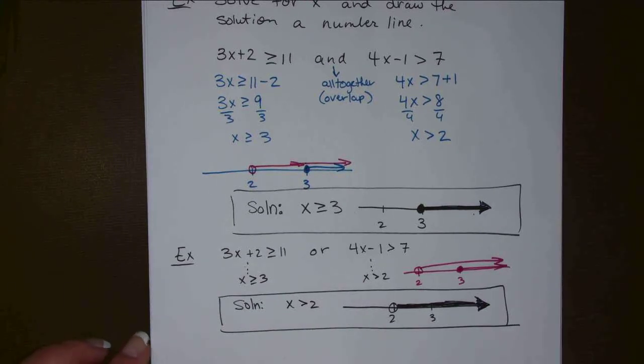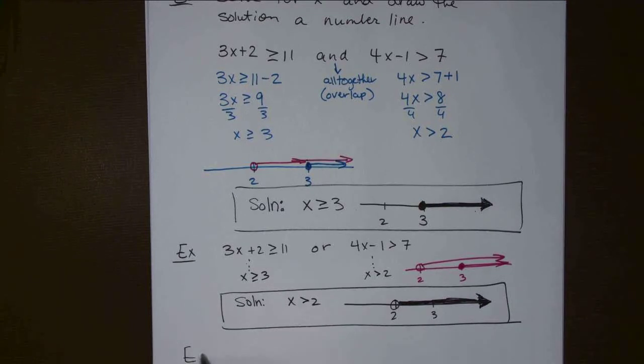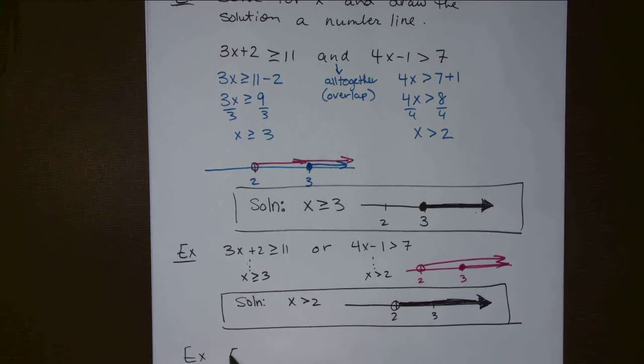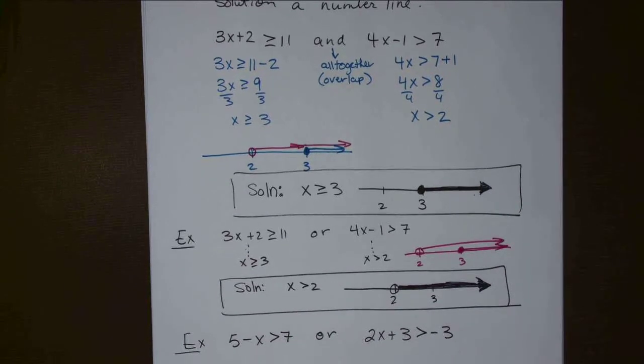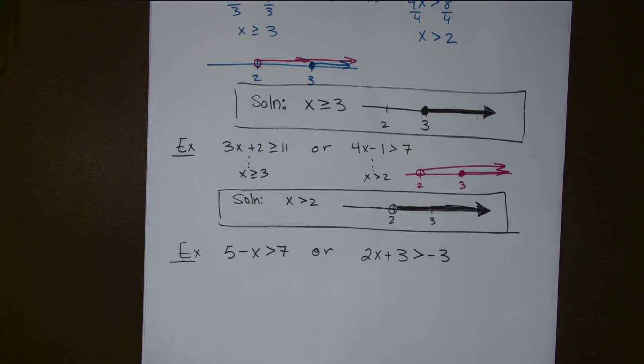Okay, questions? Okay, so the next one. 5 minus x is greater than 7, or 2x plus 3 is greater than negative 3. So I started with the "or" this time, and then we'll do the "and," okay?